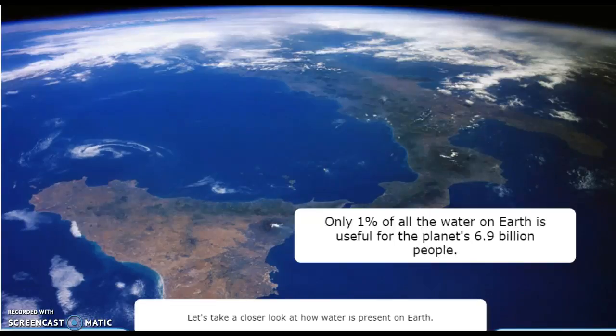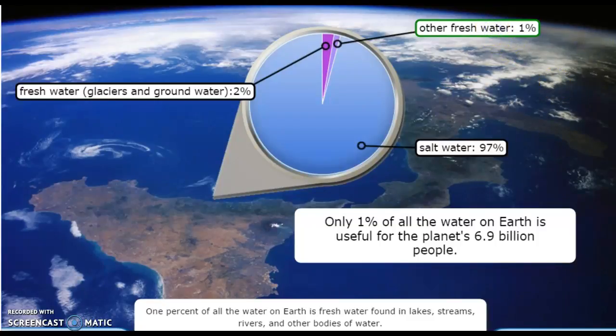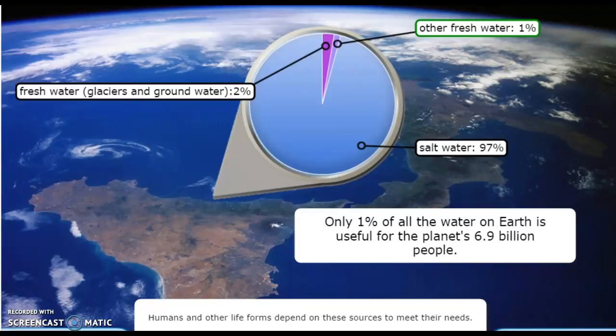Let's take a closer look at how water is present on Earth. Click the labeled spots on the circle graph. 1% of all the water on Earth is fresh water found in lakes, streams, rivers, and other bodies of water. Humans and other life forms depend on these sources to meet their needs.